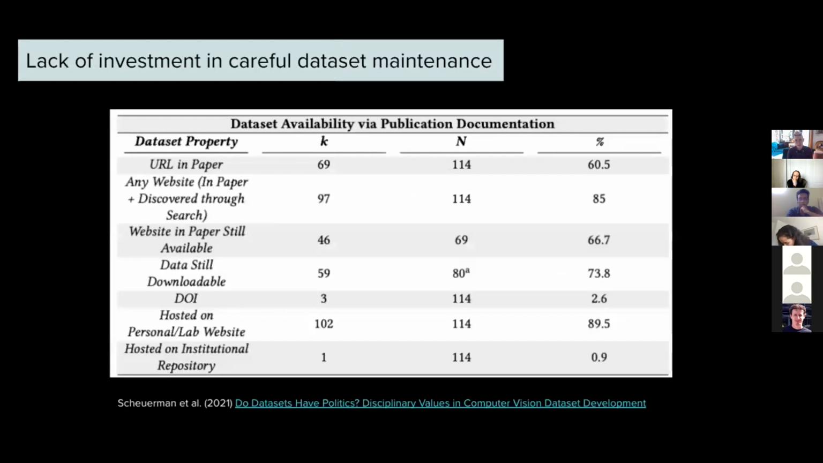We also see a broad lack of investment in careful data set maintenance. I think this is very tied to the devaluation of careful data work itself. Again, there's not a lot of incentives to carefully maintain data sets. We found that a lot of the data sets that accompanied the papers we were studying just weren't available anymore. A couple of years afterwards, the links were broken or we just couldn't find them anywhere. About 90% of the data sets were just hosted on a personal website or a lab website rather than something like an institutional repository, again pointing to the fact that we don't have community-wide standards for what it looks like to develop, maintain, and distribute a computer vision data set.